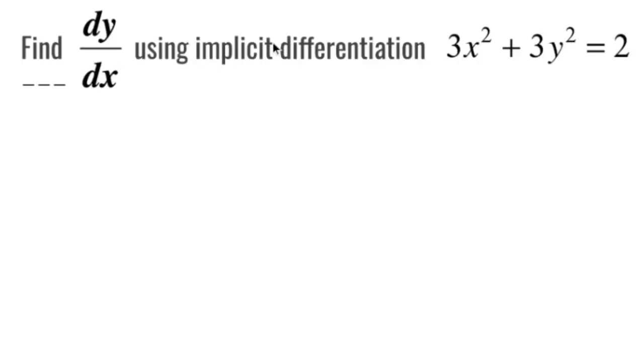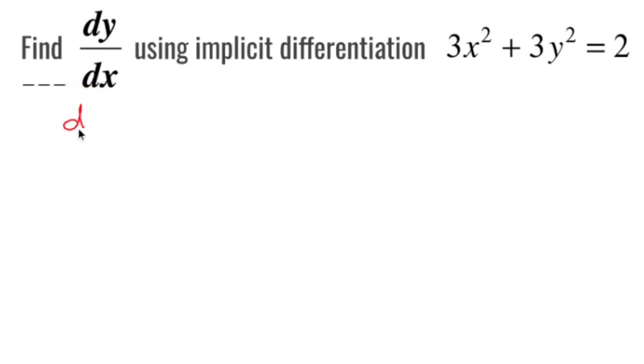Yes, implicit differentiation. When you take the derivative using implicit differentiation, since it's dy dx, you're taking the derivative with respect to x. Anytime you take anything that has an x attached to it, you just take the derivative. Anytime you take the derivative of something that's not an x, you take the derivative but attach dy dx to it. Okay, so find dy dx using implicit differentiation.